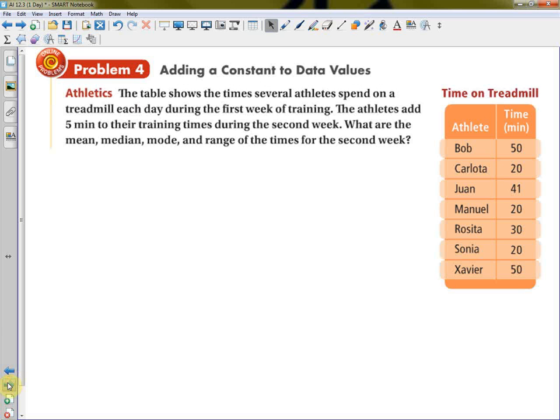Here's some athletes and their time on the treadmill. Now this is the first week of training for these athletes. In the second week, they're going to add 5 minutes to their training time, and we want to know the mean, median, and mode, as well as the range for the times of the second week. Well, first off, let's recalculate. So this is week 1. Week 2, we're adding 5 minutes to it.